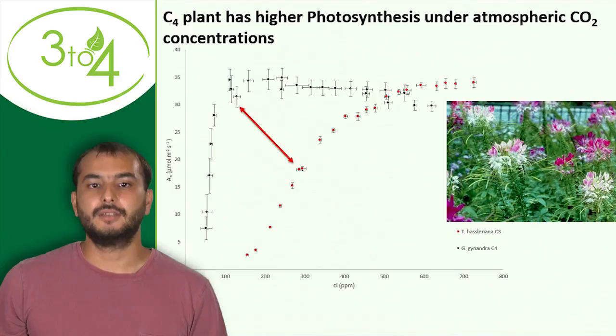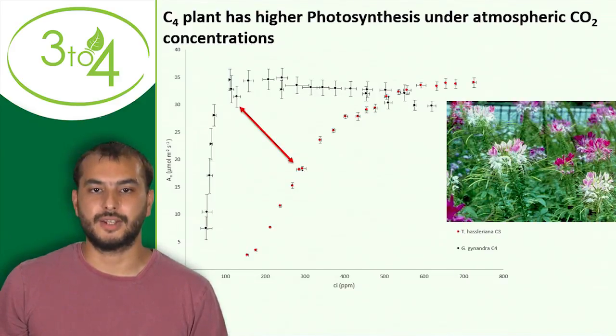And in conclusion, we can safely say that C4 plants have high photosynthetic rates and high photosynthetic performance compared to C3 plants under the same conditions.